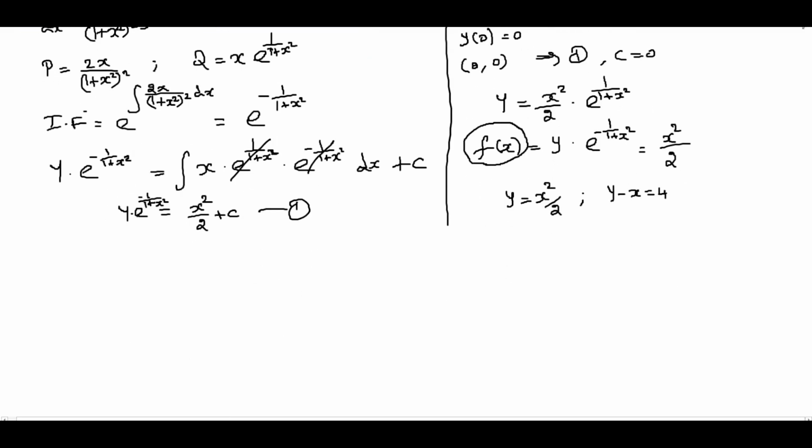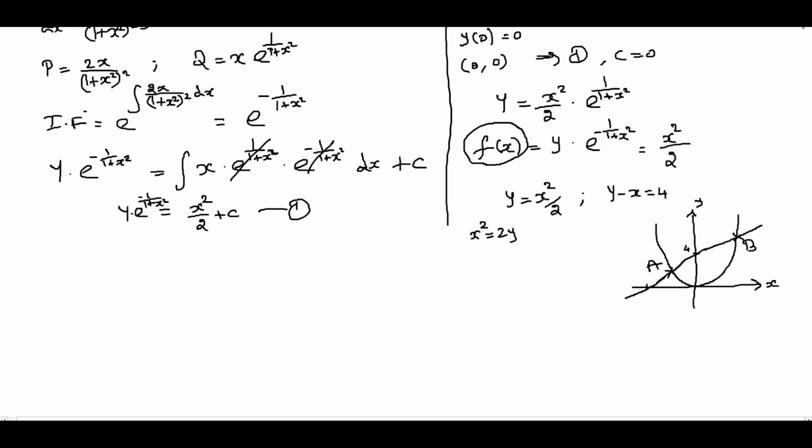So, one parabola and one line. Just draw a diagram. X square equal to 2y means an open upward parabola passing through the origin, with the y axis and the x axis. And x minus y equal to 4: if you apply x equal to 0, y equal to minus 4, and y equal to 0 means x equal to 4. So we need to find the intersecting points, take them as A and B.